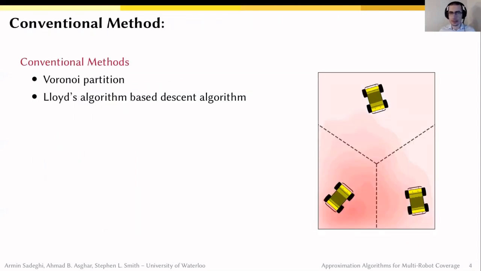The conventional method for this problem, and its different variants, follow a similar idea. We partition the environment by Voronoi partitioning. Basically, we assign each location to its closest robot. Then we use a Lloyd's-based descent algorithm to converge to a locally optimal solution. So each robot, in a distributed manner, finds the centroid of its Voronoi cell and moves towards it.